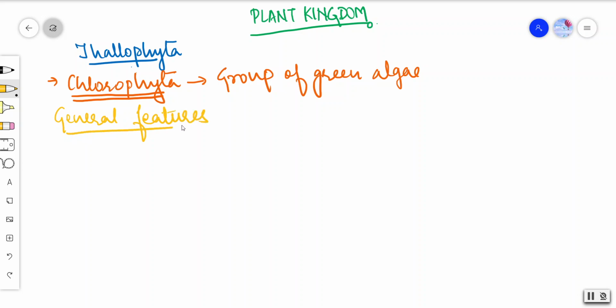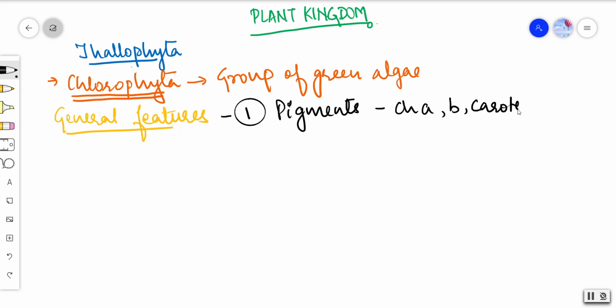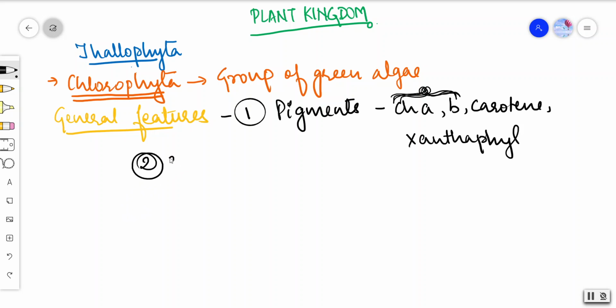What are the general features of Chlorophyta? Okay, so number one, pigments. The pigments present in the green algae are chlorophyll A, B, carotene, xanthophyll. Green algae show mainly chlorophyll A and B. Okay, so what is the next characteristic?